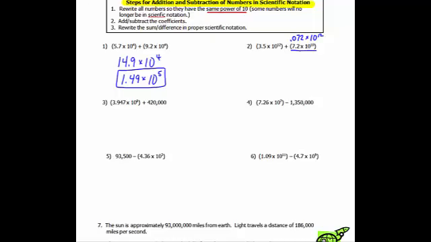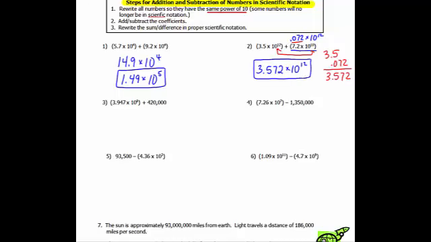How did I know how many places to move that? Well, I looked at the 12, knew that I had to make the 10 into a 12, which means I have to make it bigger by 2, so I have to make my coefficient's decimal place smaller by 2. Then I can go ahead and add the 3.5 to the 0.072, giving me 3.572, and then my final answer is going to be 3.572 times 10 to the 12th.